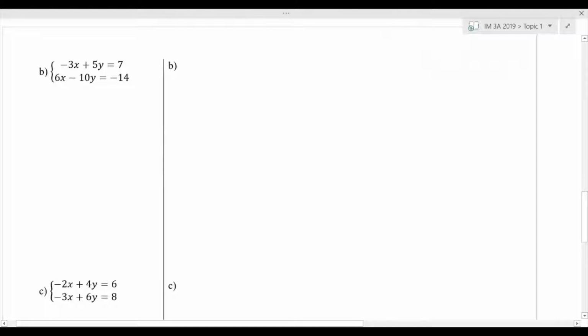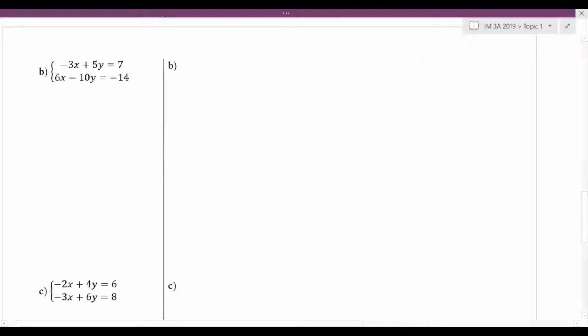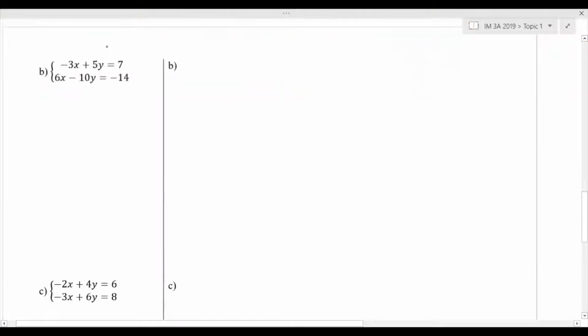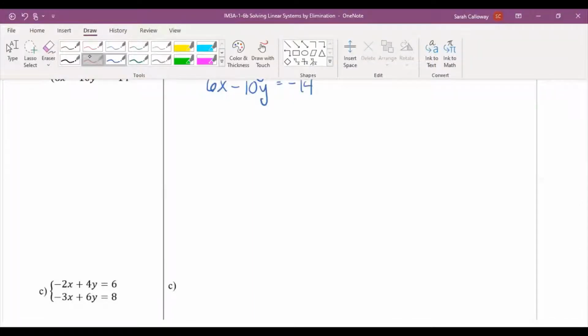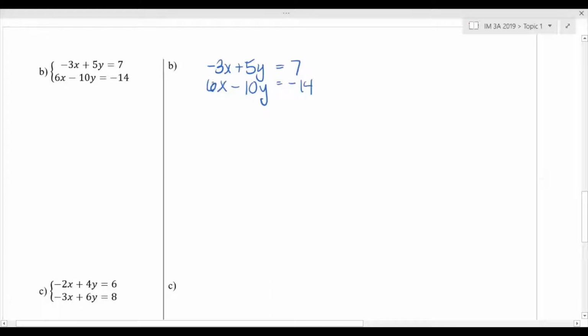So for the next one, it looks like we have to multiply by something as well in order to find our additive inverses. So if I just copy the system out, I've got -3x plus 5y is equal to 7, and then +6x minus 10y is equal to -14. So let's just look at our x's again. For this one, I have -3 and 6. And what's good about this is that they're already opposite signs, so I only have to multiply by a positive number. And I can get 6 by multiplying this first equation by a +2.